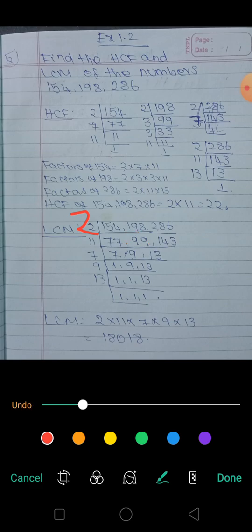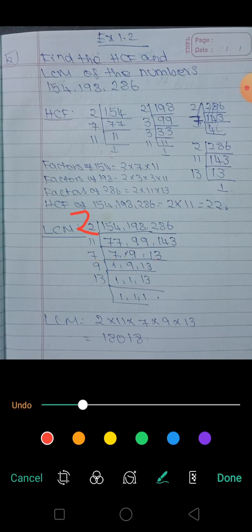So we can take them separately. First you take the 7 table. In the 7 table, only 7 comes; 9 and 13 will not come. So how many 7s are there? Only one 7. 7 ones are 7. So 9 and 13 come down as they are; you can write 9 and 13. Then take the 9 table. In the 9 table, how many 9s will come?